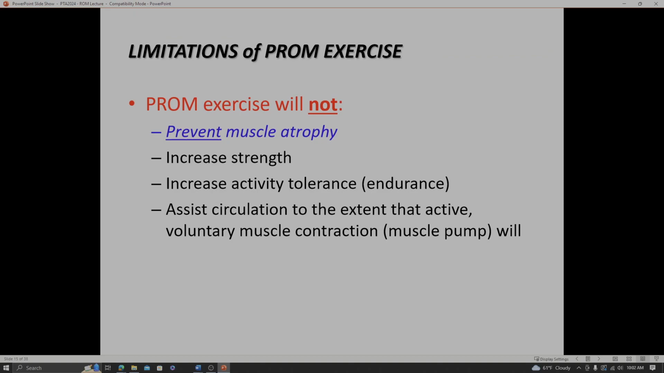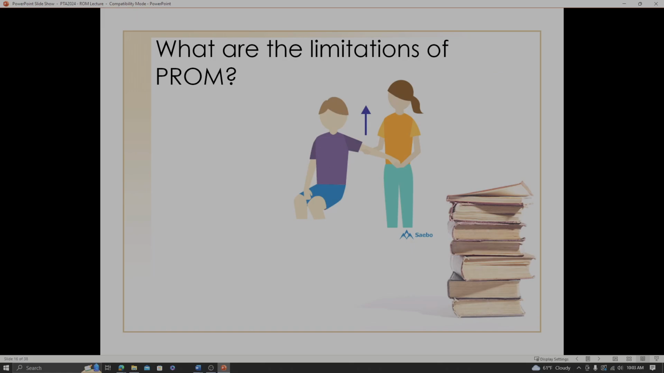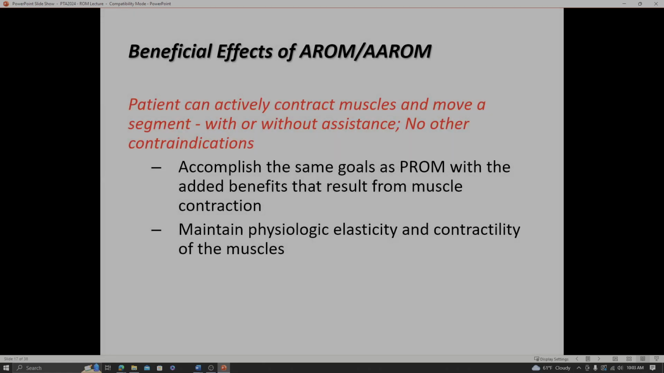All right, so there's passive range of motion. This is the big thing. It's not going to have a thing to do with preventing muscle atrophy. Why? Because there's no contractile agent, right? There's no contractile force being incurred. We're not asking the muscle to contract. So without contraction, I can't have any degree of strengthening or contractility. So it's not going to help defend against atrophy. It won't increase your strength. It's not going to increase your endurance or activity tolerance. And it won't have the amount of impact from a circulatory perspective as compared to active voluntary muscle contraction, right, that you get with a muscle pump. All right, so there are the limitations repeated.